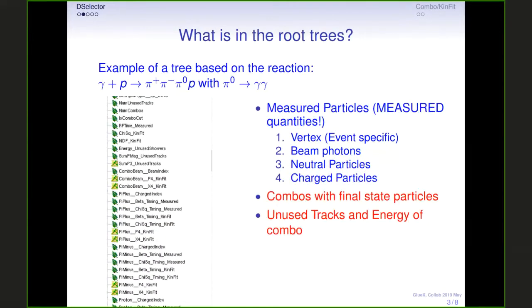And then with the neutral particles, the charged particles, and the beam photons, you can create combinations that then make up this reaction, pi plus, pi minus, pi zero, proton, or whatever reaction you have defined. And these combos are the final state particles plus one beam photon. Right? There can obviously be as many combos as there are beam photons, at minimum. You have additional unused tracks that you specify in the reaction, as Alex pointed out, and also unused energy. In other words, photons or neutral particles that have not been used to make a combo.